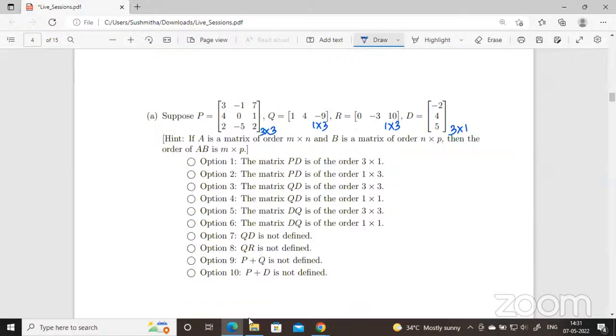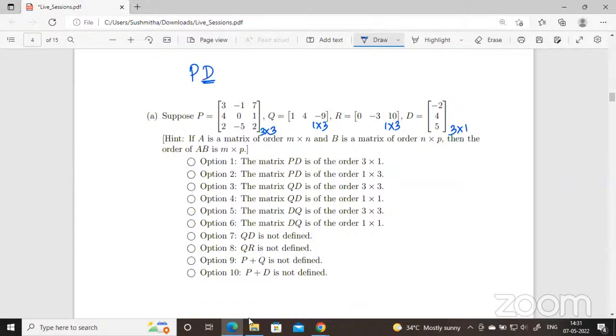We can multiply P and D, right? Sorry, I was asking about addition. What are the matrices with which I can multiply P? P and D can be multiplied. Only P and D.